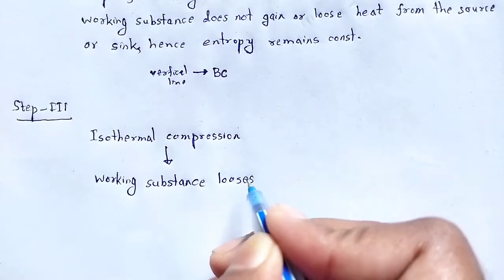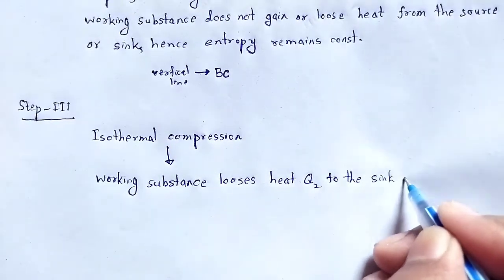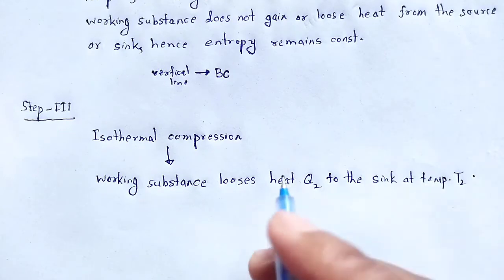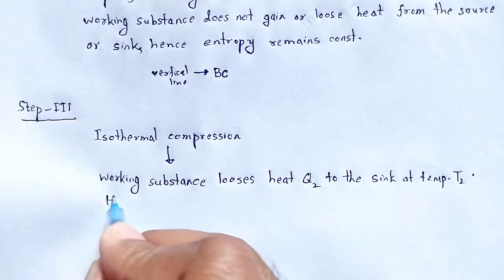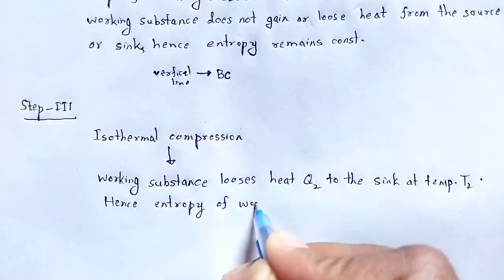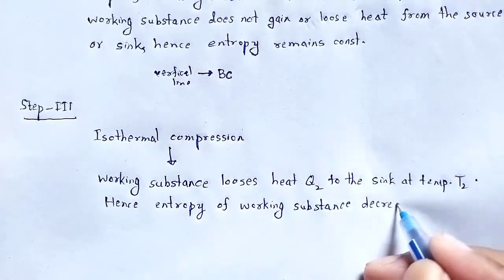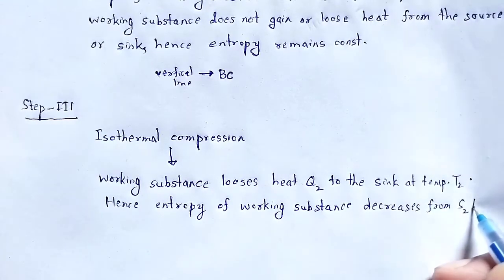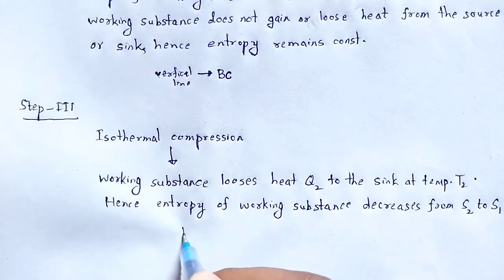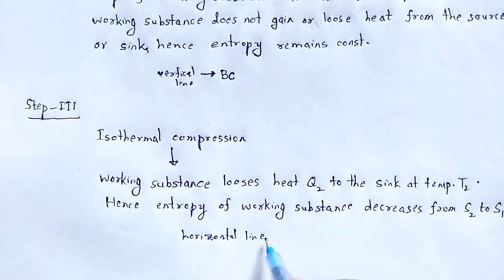So here the working substance loses heat Q2 to the sink at temperature T2, hence the entropy of the working substance decreases from S2 to S1, and in the graph it is represented by the horizontal line CD.